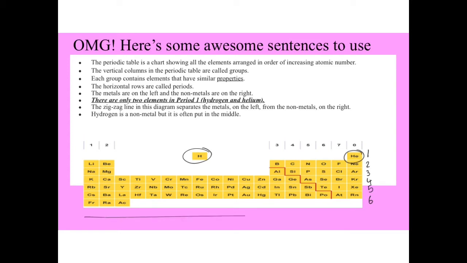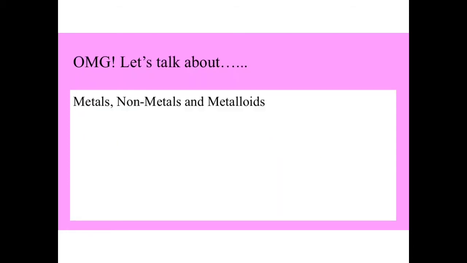Everything this side is a metal, and then this zigzag here is what we call the metalloids. They've got metal and non-metal properties, and then you've got your non-metals over here. The zigzag line separates the metals on the left from the non-metals. Hydrogen is a non-metal but is often put in the middle. So you need to know the properties of metals, non-metals and metalloids.